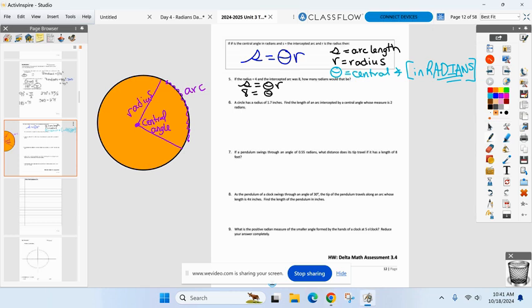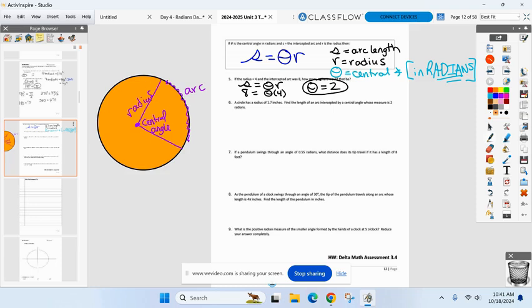Joe, what's the radius length of number 5? 4. So times 4. How do you get rid of the 4? Make it easy on you. Divide both sides by 4. So how many radians are in that angle? 2 radians. There you go.